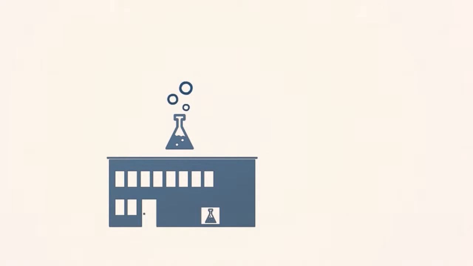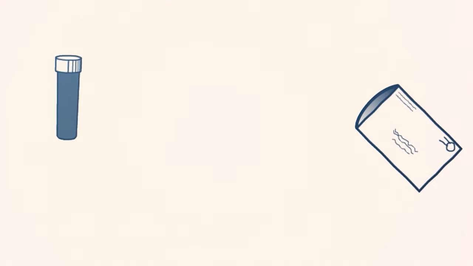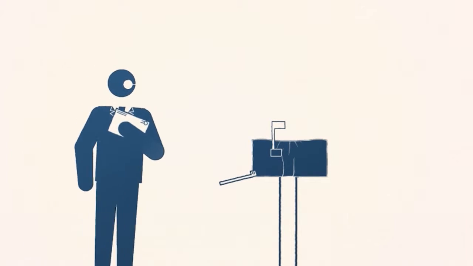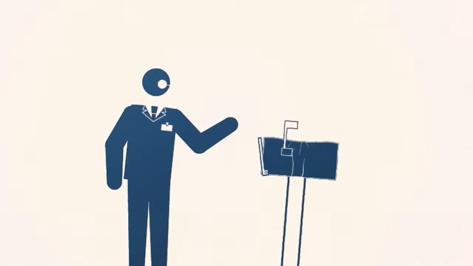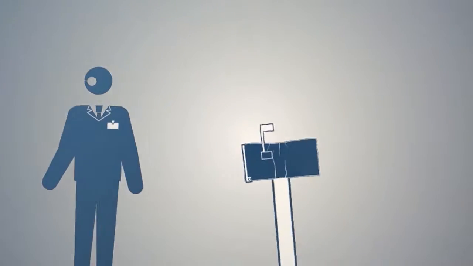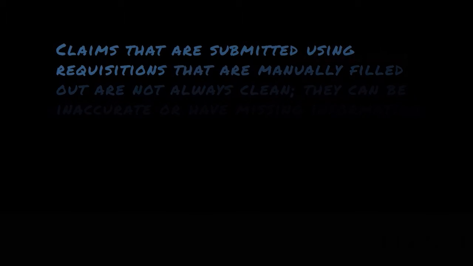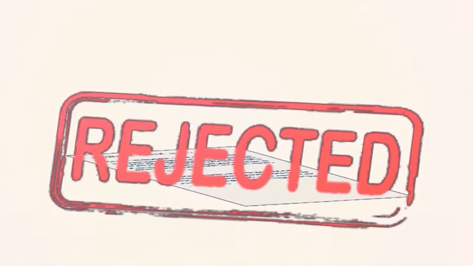Now we go to the laboratory and see how they process Bob's order. The lab receives Bob's specimen, along with the requisition. The sample is processed, and the claim gets submitted to the insurance company. But this is where it gets complicated. Claims that are submitted using requisitions that are manually filled out are not always clean. They could be inaccurate or have missing information. And that's what happens in Bob's case. The claim gets submitted to the insurance company and is rejected on the first attempt.